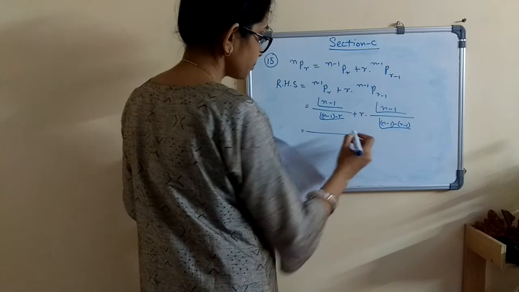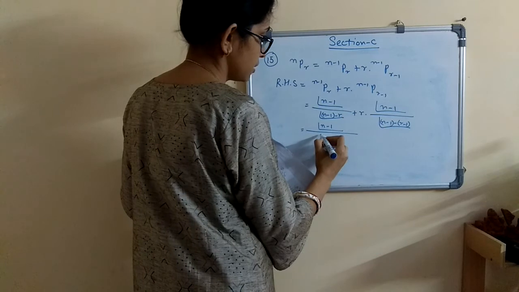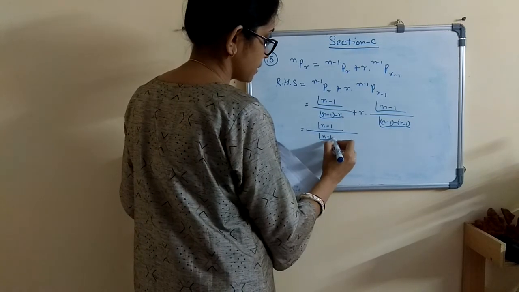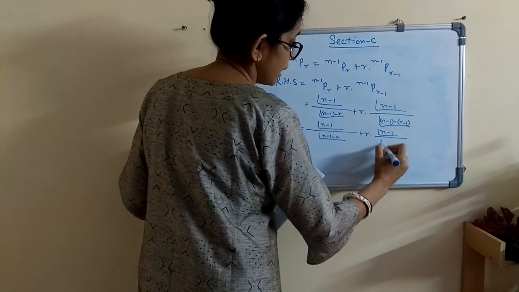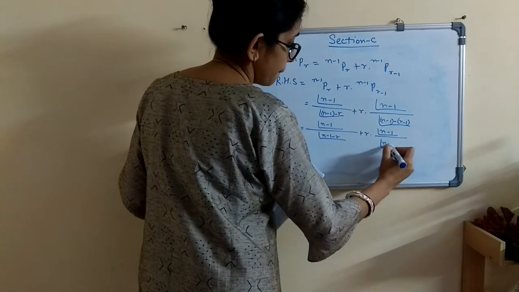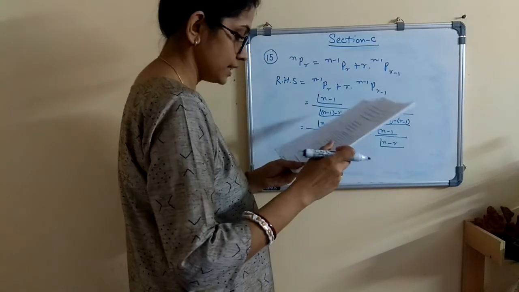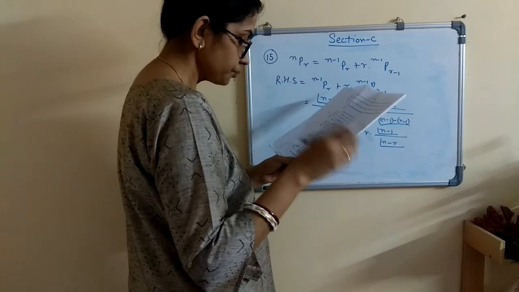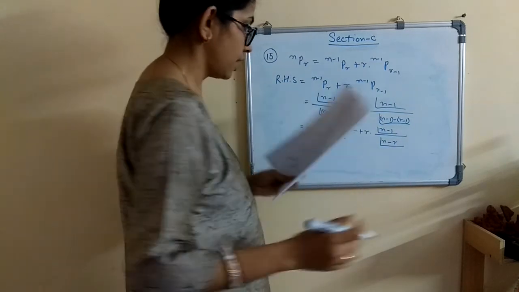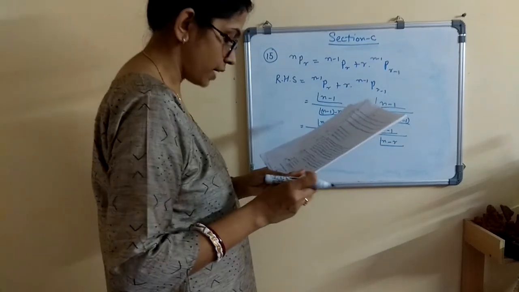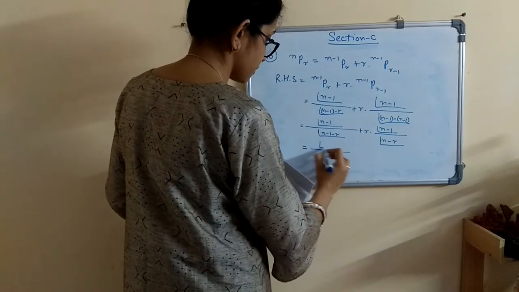So now let's break it. Factorial n minus 1 by factorial n minus 1 minus r, plus r into factorial n minus 1 by factorial n minus r. Why? Because minus 1 and plus 1 will cancel out with each other. So now let's take common. Which part can we take as common? Factorial n minus 1 and factorial n minus r minus 1. So let's take this one common.